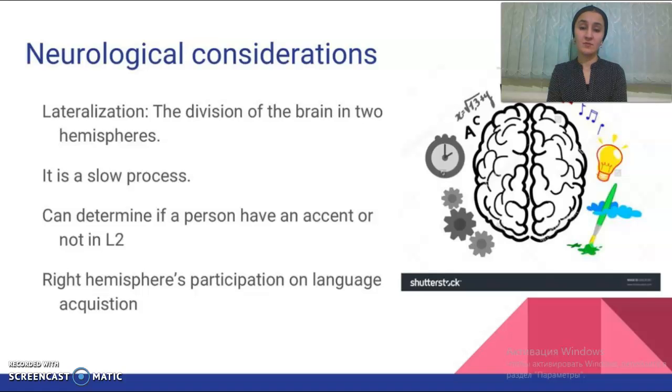But I do believe that in acquiring a second language, we all have an accent. Yeah? Maybe after living in a target country for 10 or 15 years, we may lose the accent, but otherwise we will have it. So, right hemisphere's participation in language acquisition. So as it's written, you should choose the right hemisphere.